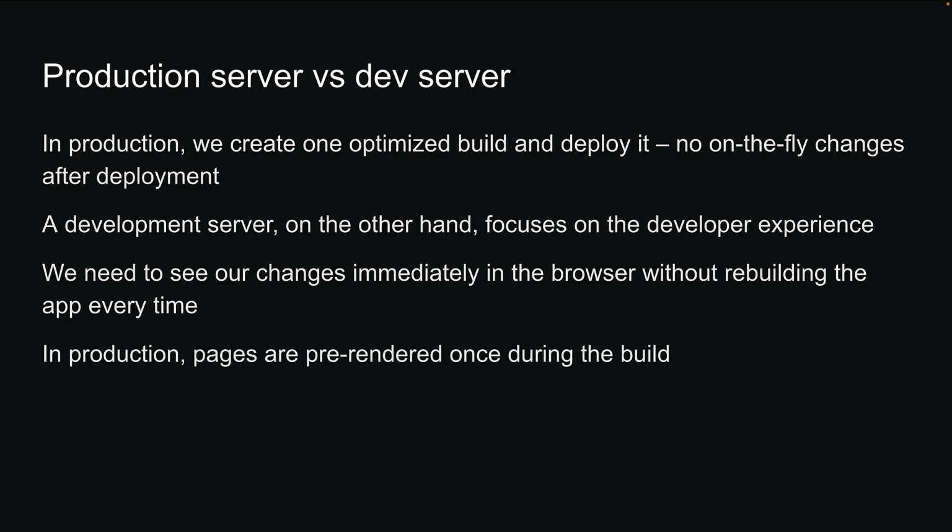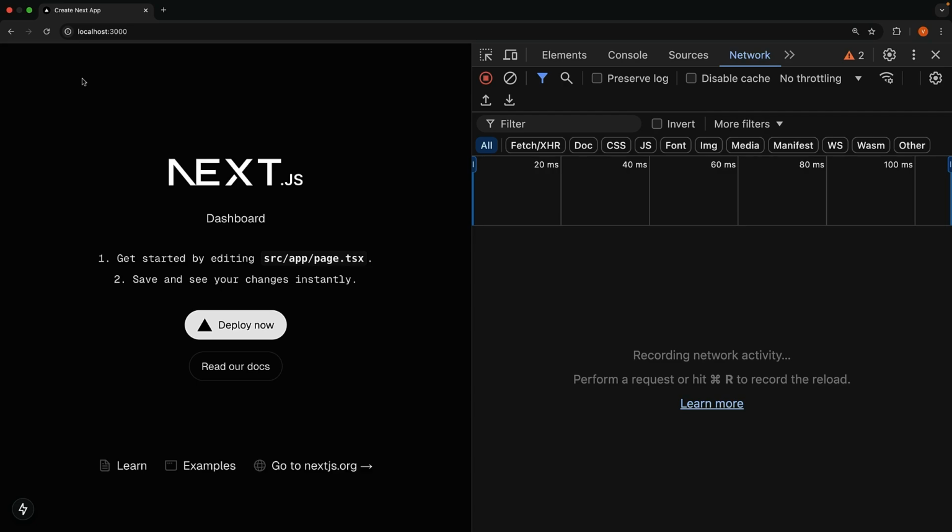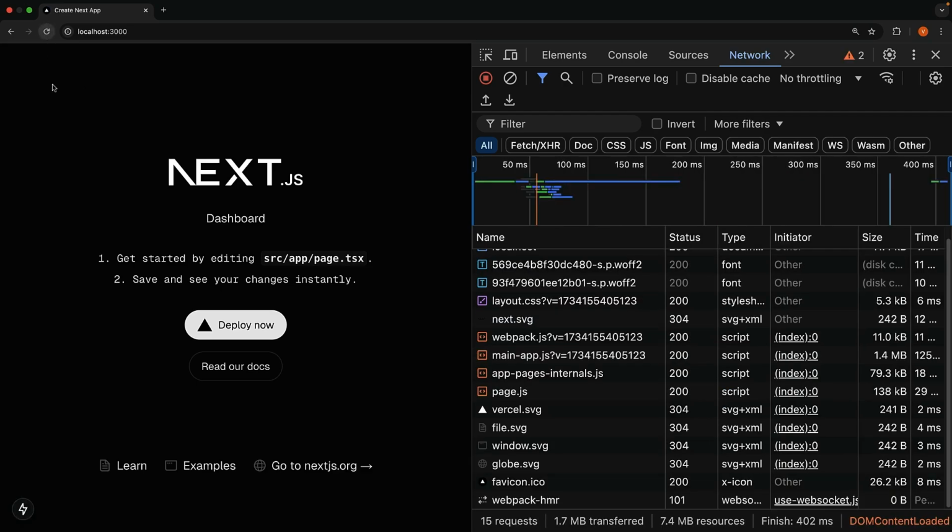In production, pages are pre-rendered once during the build, but in development, pages are pre-rendered on every request. Visit the homepage, it is pre-rendered and served. Refresh, pre-rendered again and served. This ensures you always see your latest code changes in every request. Next.js also displays a static route indicator during development to help you identify which routes are static.